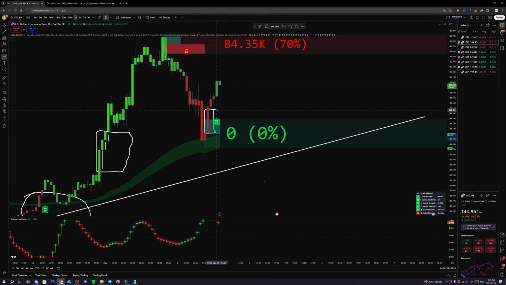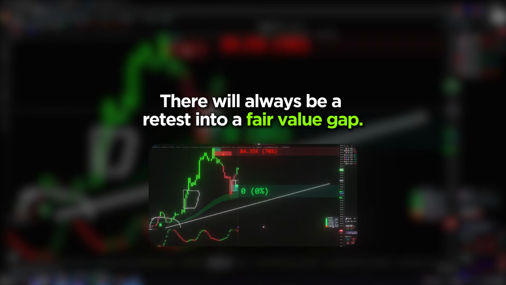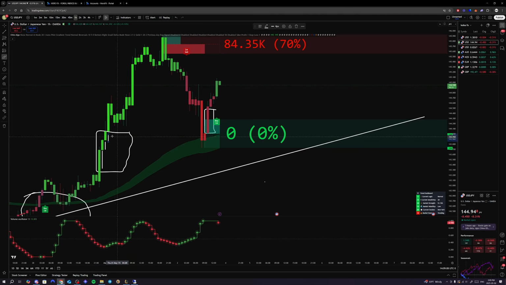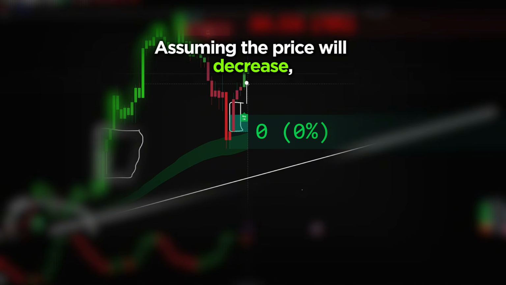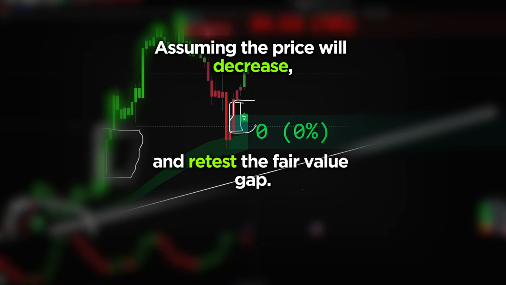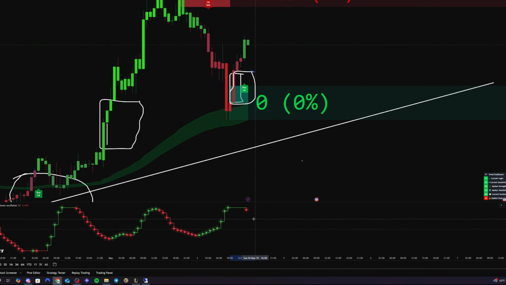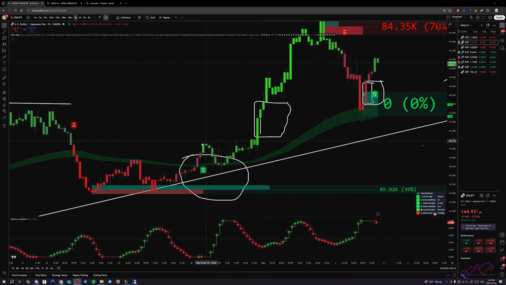But there's always going to be a retest into a fair value gap. For example, we see that over here we had a fair value gap with these 3 candles not being retested by any wicks, and eventually the price went back down to test that fair value gap. So over here, I'm assuming that the price is going to come back down to retest this fair value gap. And then if we get an indication of high volume, this could be a good time to trade. Not yet.